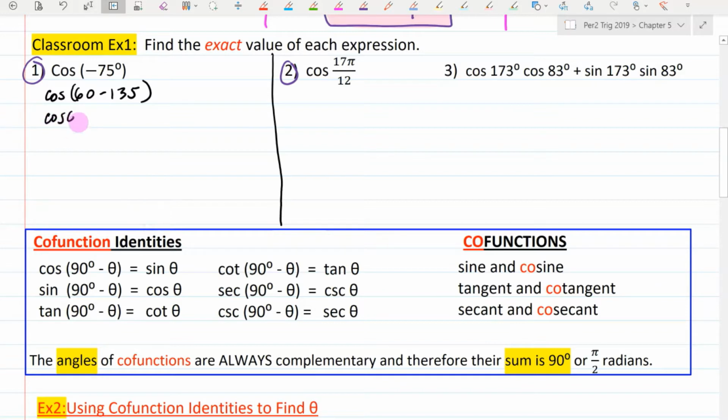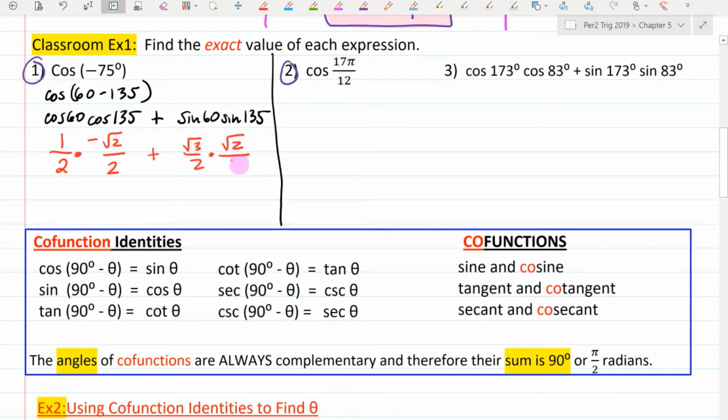Here we go. Cosine of 60, cosine of 135, plus sine of 60, sine of 135. Next, cosine of 60 is 1/2. Cosine of 135 is negative radical 2 over 2. Be careful that you make sure you use the correct signs. Plus radical 3 over 2 times positive radical 2 over 2. So this will give us negative radical 2 over 4 plus radical 6 over 4.